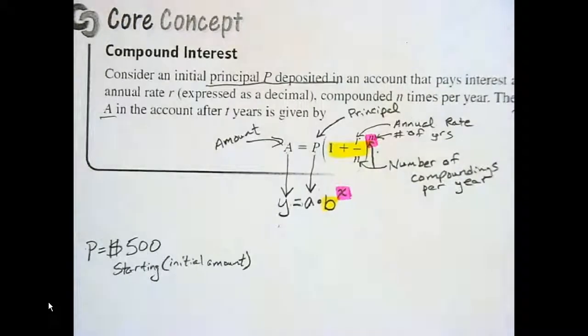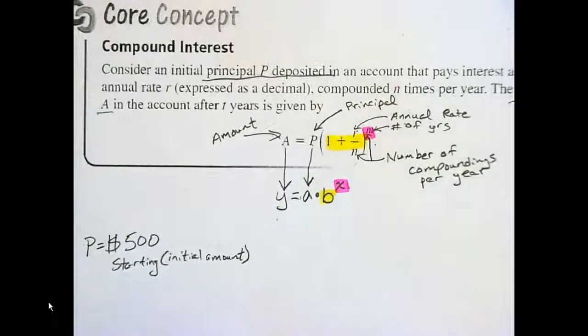For instance, my bank compounds 4 times a year. We call that quarterly. There are 4 quarters in a year. So we say it compounds quarterly. If we said semi-annually, that would be twice a year. If I said biannually, same thing, twice a year. If I said monthly, that would be 12 times a year.